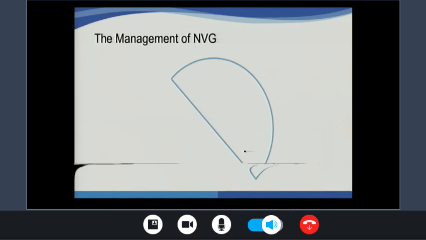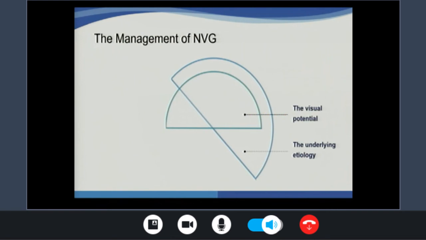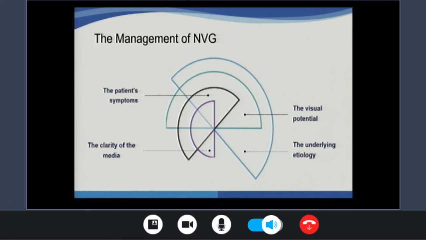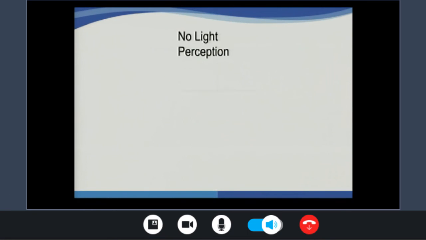The first parameter is the underlying etiology. The second is the visual potential, then the symptoms of the patient, and last but not least, the clarity of the media. And if we say that the patient presented with no light perception vision, then you have two possibilities.